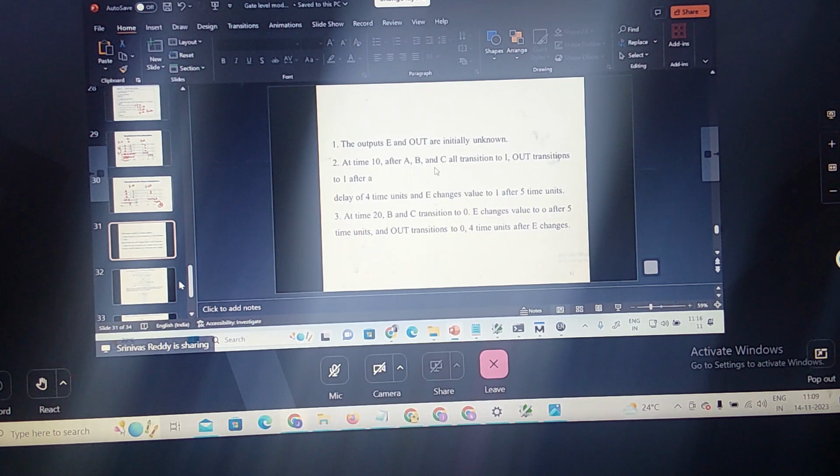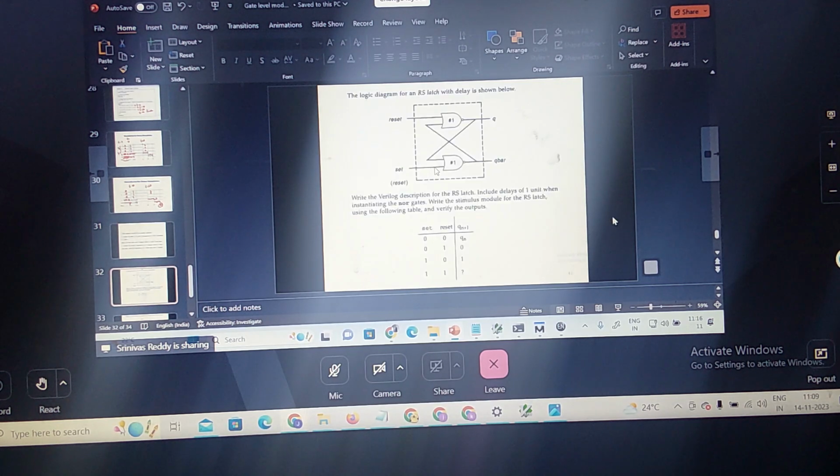Now let us take a few exercises on gate level modeling. Then we'll go for data flow modeling. Now you can see this is a program. I'm asking for the logic diagram for the RS latch with the delay. So what delay am I talking about here? Hash 1. Hash 1 includes all 3 delays: rise delay, fall delay, and the turnoff delay.